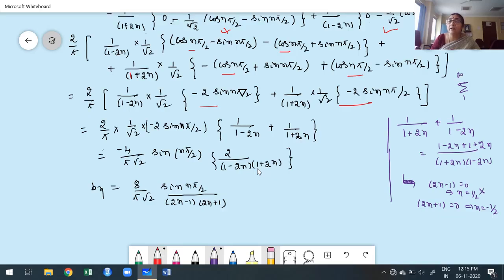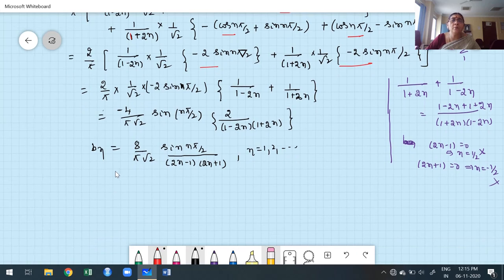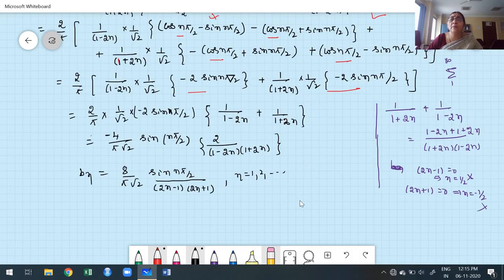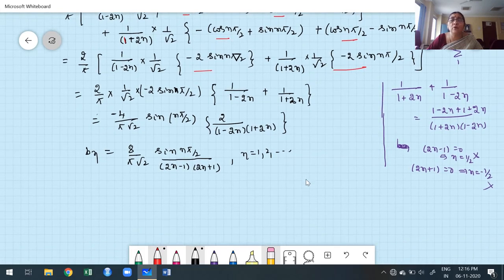This shows that n is equal to half is not included. n is equal to minus half is also not included. Our summation starts from 1 to infinity. Therefore, confidently write this is true for n is equal to 1, 2, 3, etc. You may get 0 or a non-zero value, but you don't get an infinite value. Where will we get an infinite value? n is equal to minus half and n is equal to half. Both values are not included in our summation. The summation starts from 1 to infinity.